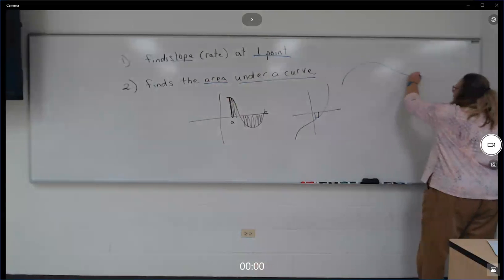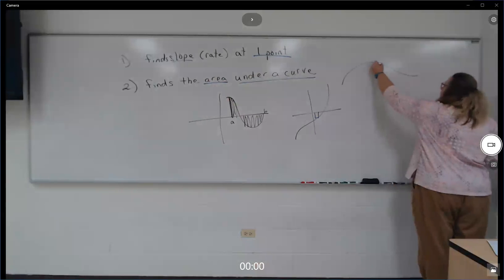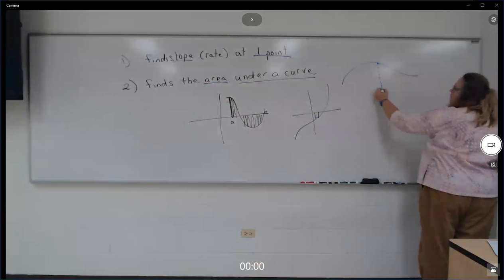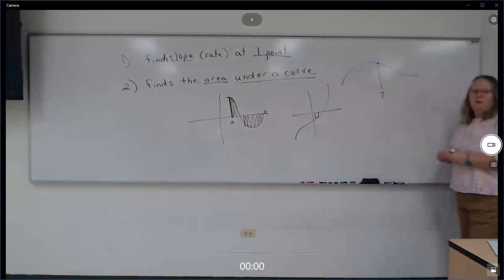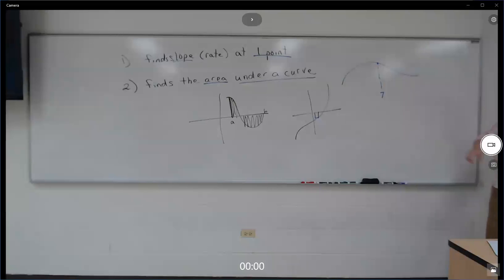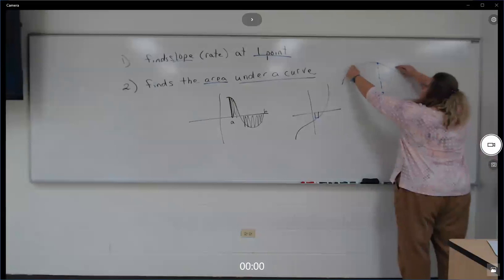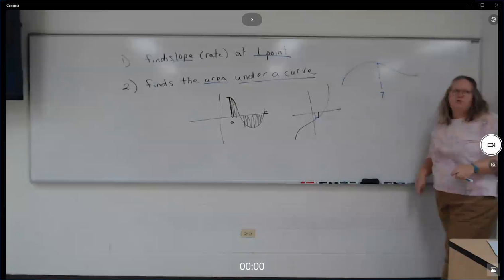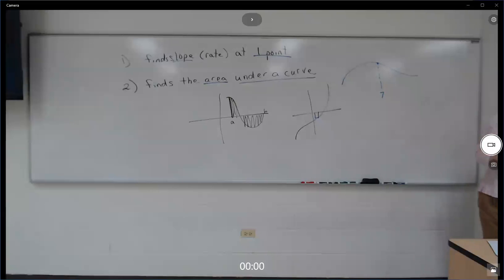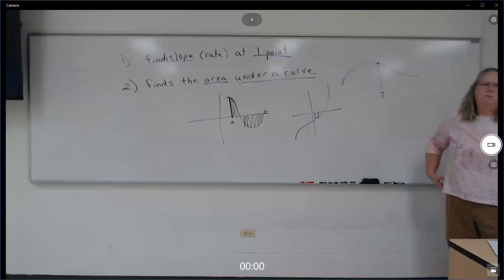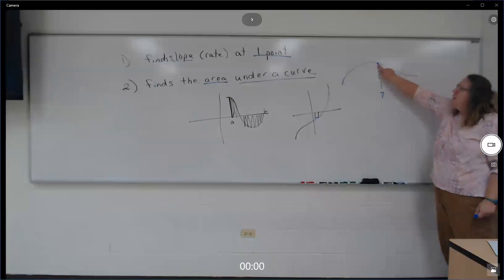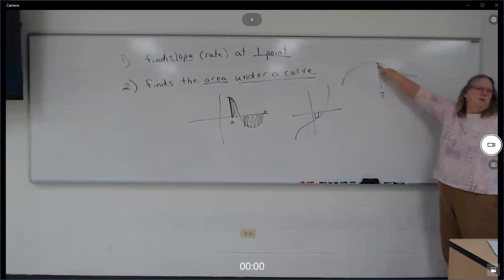Remember, what is a limit finding? I have to give you the x value. So for a limit, I give you the x value, and you have to tell me the y value that the graph is approaching from both sides. What is the y value approaching from both sides? That's all you have to do.